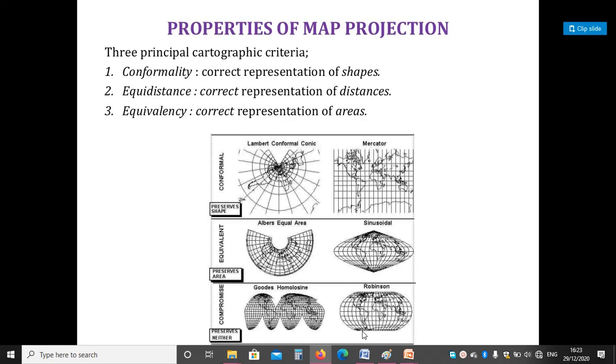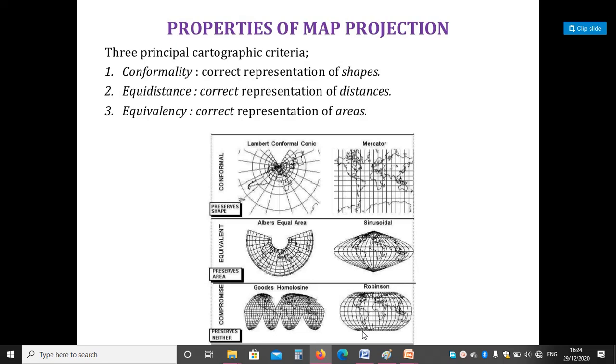Equidistance map gives the correct representation of distance. If you see any area, the distance is equally distributed from the center. And equivalency map projection gives the correct representation of area. So these are all based on shape, size, distance, and area. They are classified into three types of map projections.